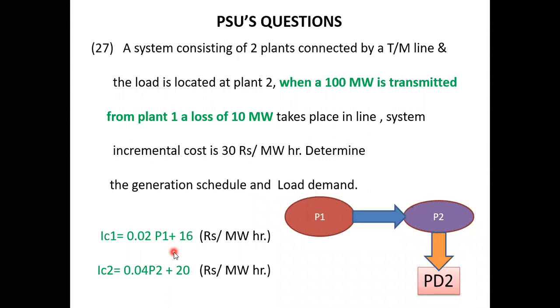Just equate IC1 and IC2, and we know the lambda value also. From these two equations, we can get the P1 value and P2 value. And from the given data, find out your PL value. Once you know P1, P2 and PL, easily we can calculate the PD value by taking the power balance equation. What is the power balance equation? P1 plus P2 is equal to PD plus PL.